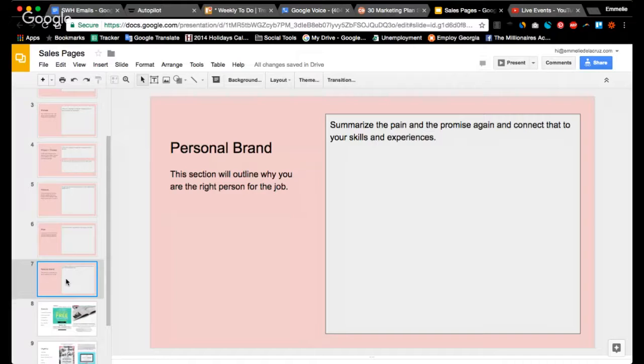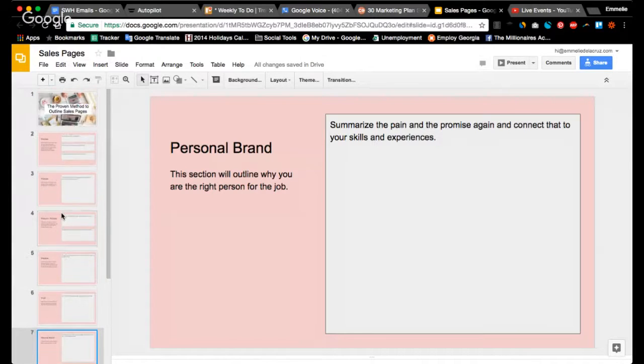So this does not have to be a full biography or a mini about page. It's literally just a paragraph talking about why you are credible to teach this and/or do this or sell this, and why people should trust you to do so. That's it. So let's review really quickly.